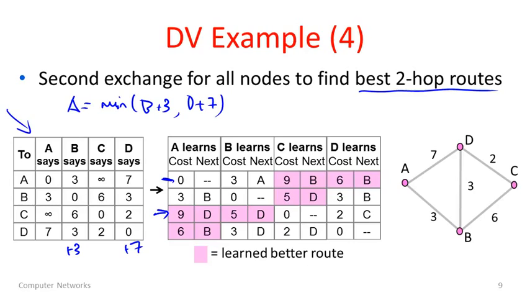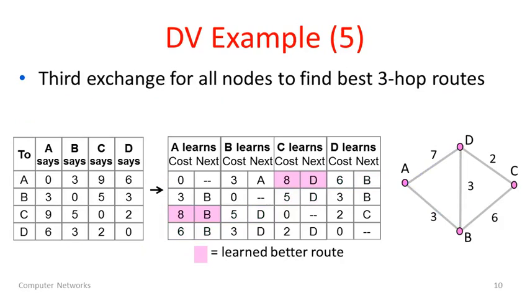Similarly, if we look down here, we have 3 and 3 is 6, and 7 and 0 is 7. So we find that A can actually reach D at cost 6 via B. It's learned a better 2-hop route. That is this route to get to D. We've now learned that that is shorter, cost 6, instead of this route that A was using after the first exchange. Well, this process continues.